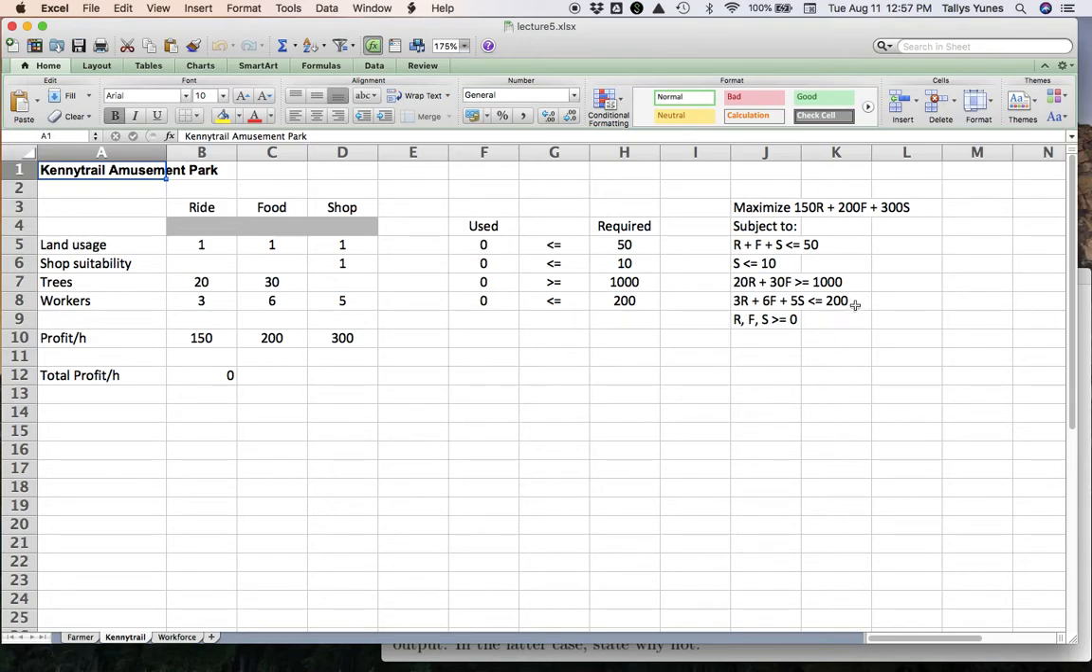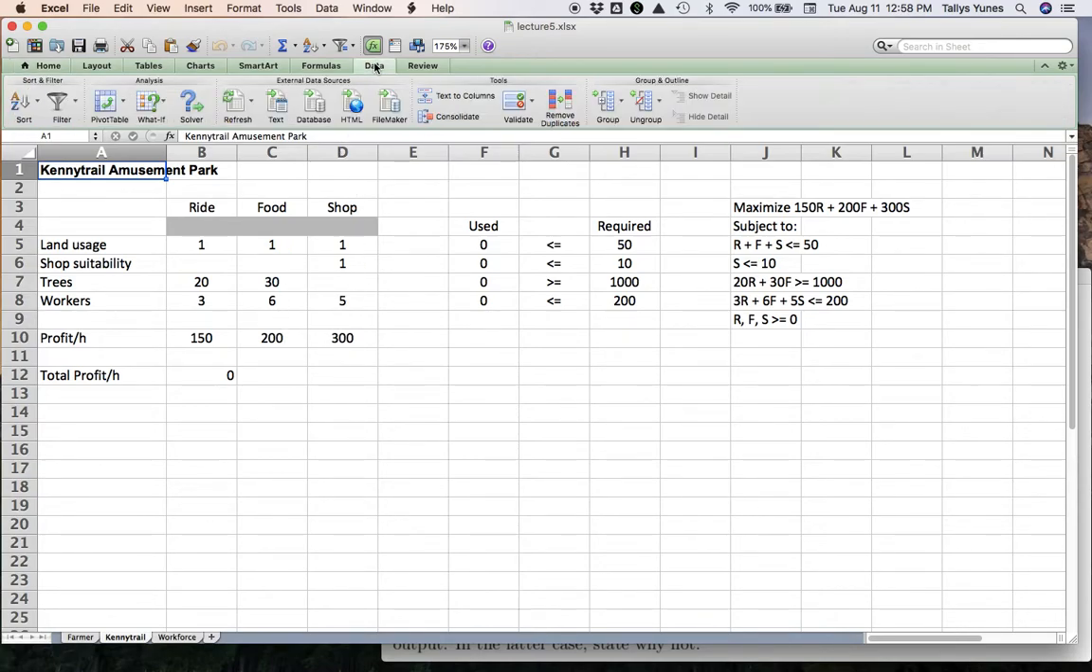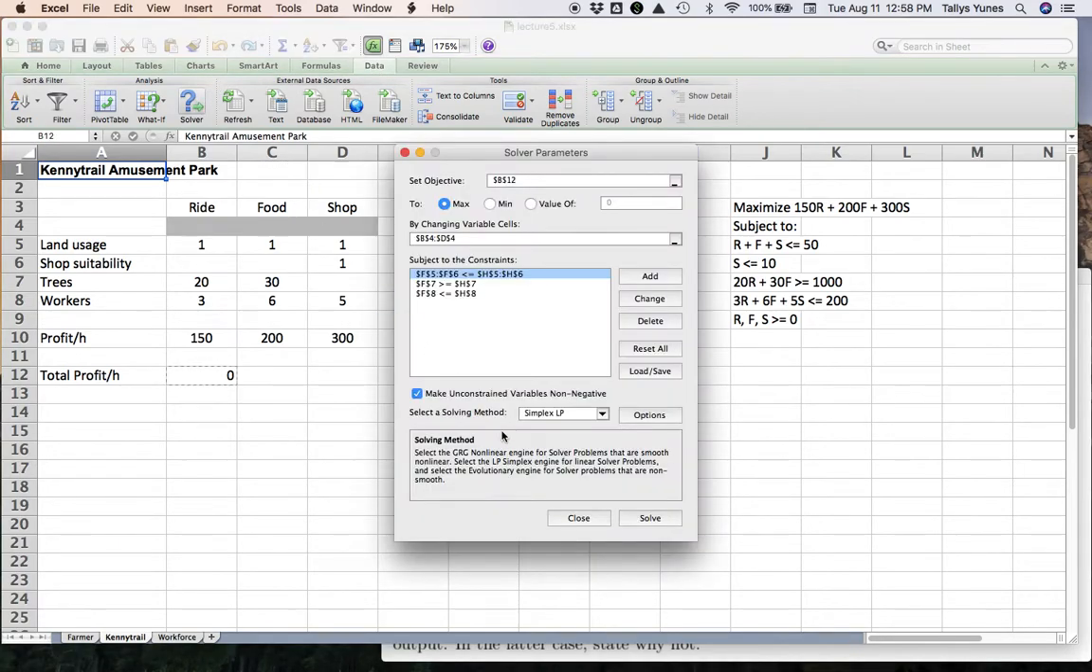And finally, the occupation in terms of the employees, at the most 200 workers in the park. And these 3, 6, and 5 are how many workers each of the 3 activities require. So on the left here we have the total number of workers, and on the right the maximum number of workers allowed. We do build the usual Excel model. I'm not going to go over that because that's not the point of this video. It's already set up here for us. Let's just solve this and generate the sensitivity report.